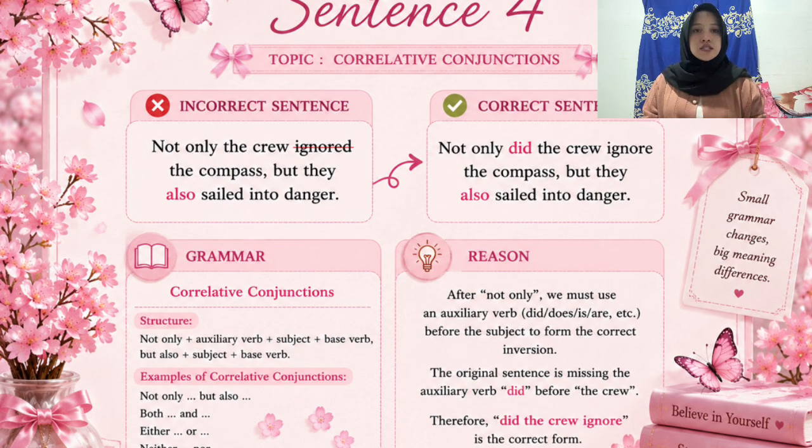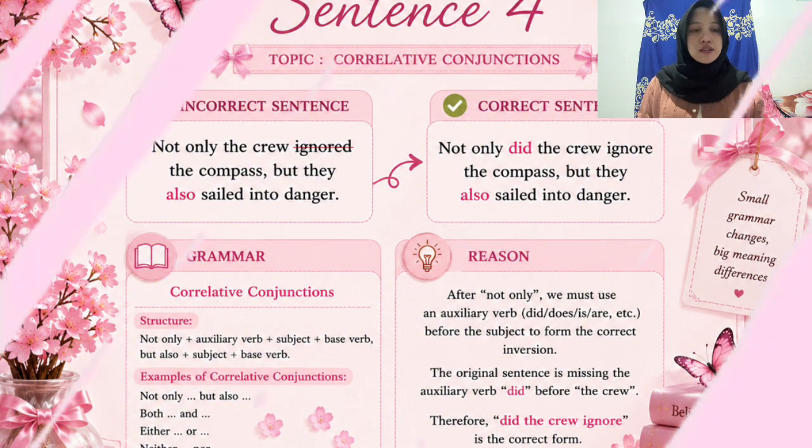Sentence number 4: not only the crew ignored the compass, but they also sailed into danger. The sentence needs inversion. The correct sentence is: not only did the crew ignore the compass, but they also sailed into danger. The reason is that when a sentence starts with "not only", we use inversion. The auxiliary verb "did" comes before the subject, and "ignored" changes to the base form "ignore".